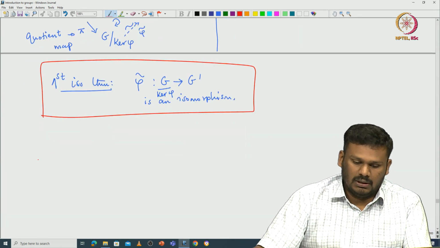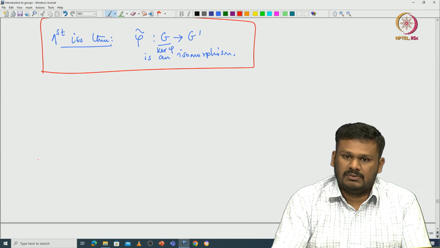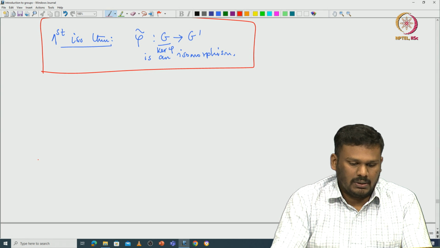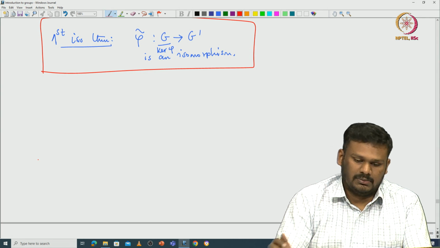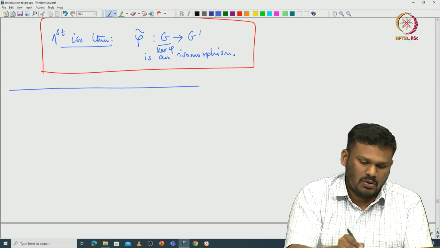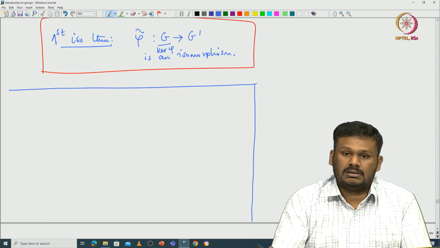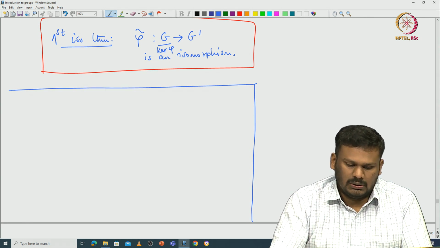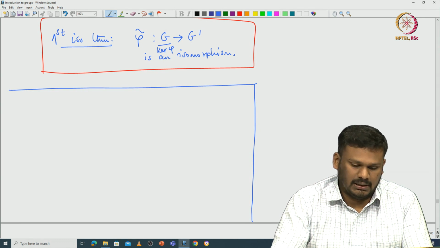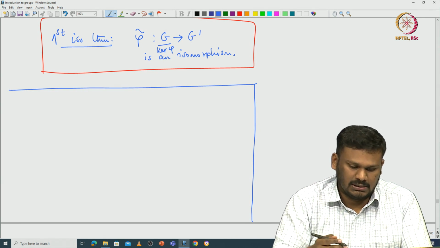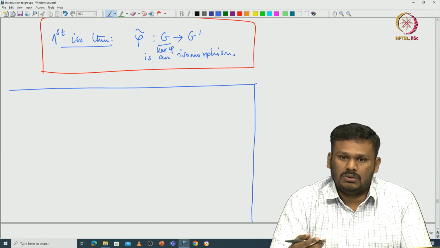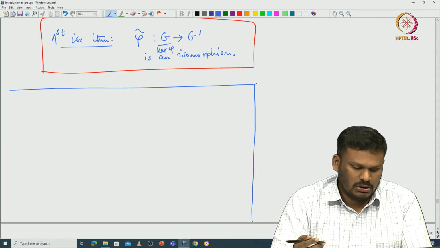Now we will prove the second isomorphism theorem as another application of this first isomorphism theorem. What is this second isomorphism theorem about? That is about understanding something about subgroups and normalizers. Let me just state the theorem. Before that, let me tell you what are all the things that are involved in the second isomorphism theorem and how to remember that. This is also called the diamond isomorphism theorem. Why does that name come?